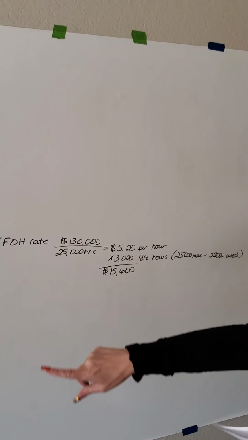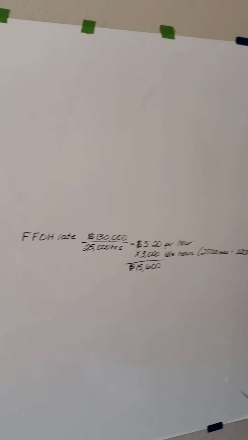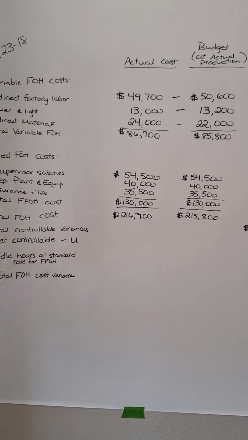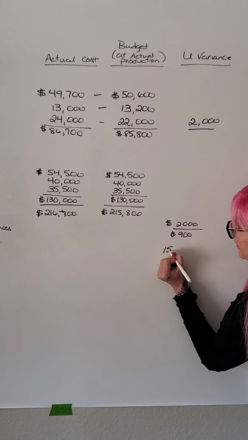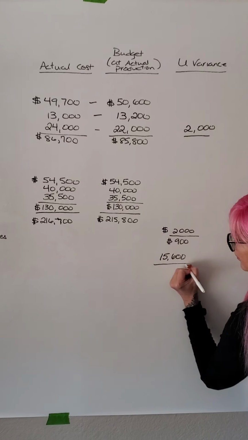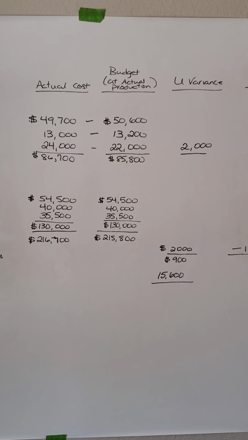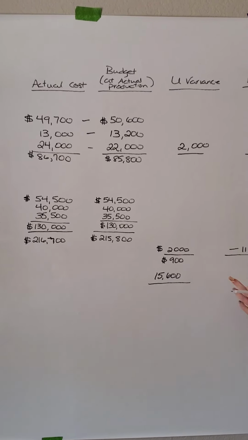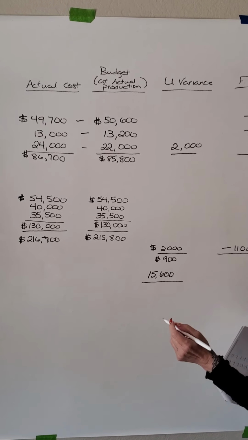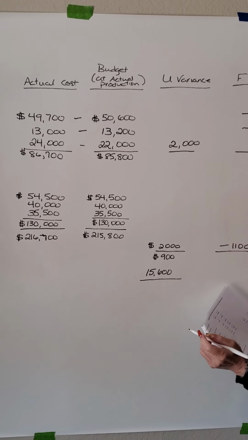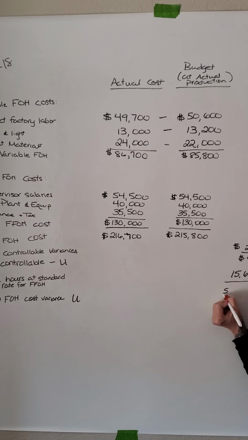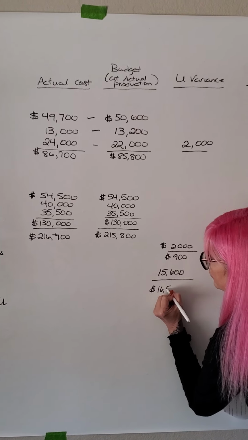So I'm going to put this in over here. It's going to be $15,600. Since it was idle capacity, it's going to fall under that unfavorable variance, right? Because I had idle capacity. I'm going to add these two together, and I'm going to get a total factory overhead cost variance that's unfavorable of $16,500.